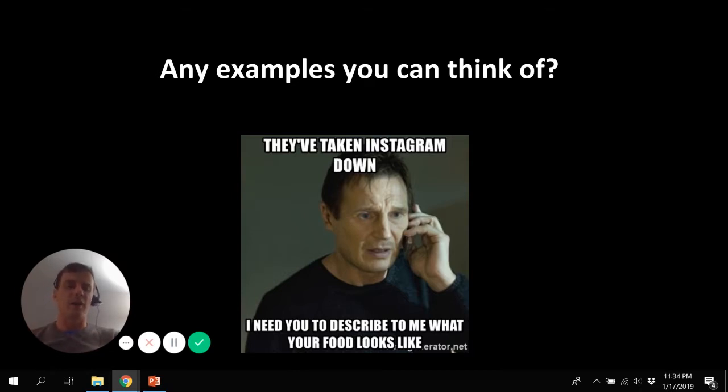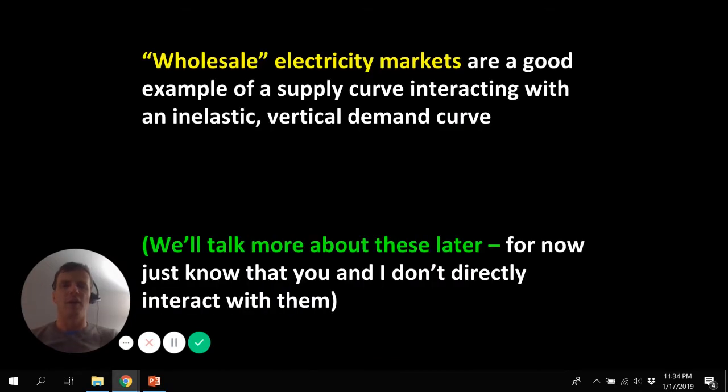And this is particularly relevant for one of the main things that we're talking about in this class, which is demand for electricity, right? Demand for electricity is a constraint in many cases. What would we do without electricity? Certainly not use the internet, and that would be extremely problematic. It's difficult to think of. So wholesale electricity markets, which we haven't talked about, but we will extensively over the next couple of weeks, are a good example of a supply curve interacting with an inelastic vertical demand curve. And what that means is that our collective demand for electricity is pretty insensitive to price. You can ask yourself, do you think about it?